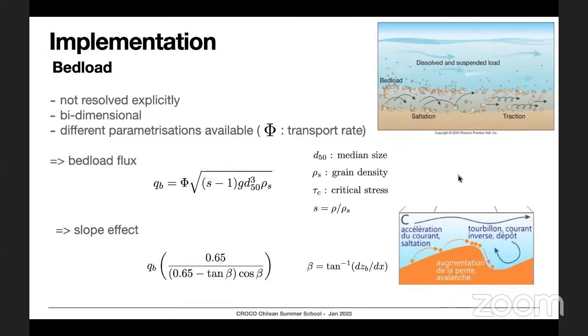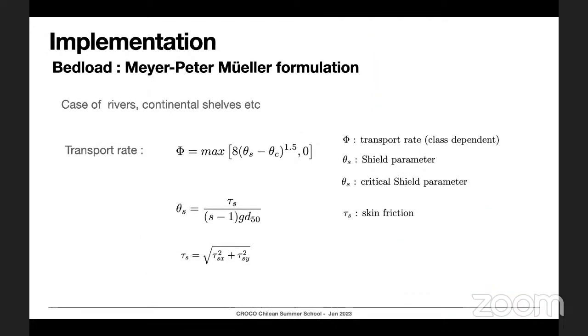But for the bed load, this is what happens very near the bottom, where sediment is put in motion, but without being in the water column. So it's not resolved explicitly because, of course, this happens at the scale of the sediment grain, but it's a flux which is in both directions, for which we have a different parameterization. And we compute a flux of sediment, which also depends on the grain density and a critical stress in both directions. We are also able to take into account the effect of slope, so avalanching of sediment when the slope is too steep. And here again, this is also a parameterization depending on the angle of the topography. So we have different formulations for bed load.